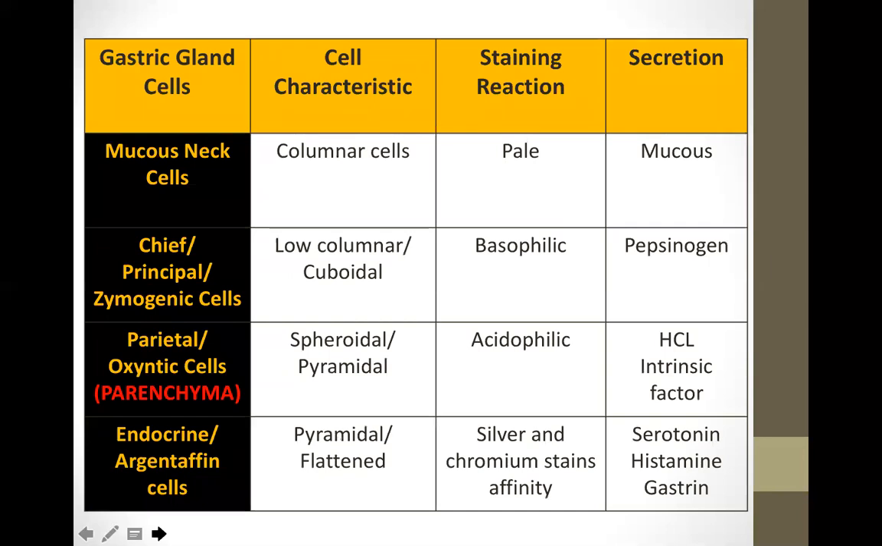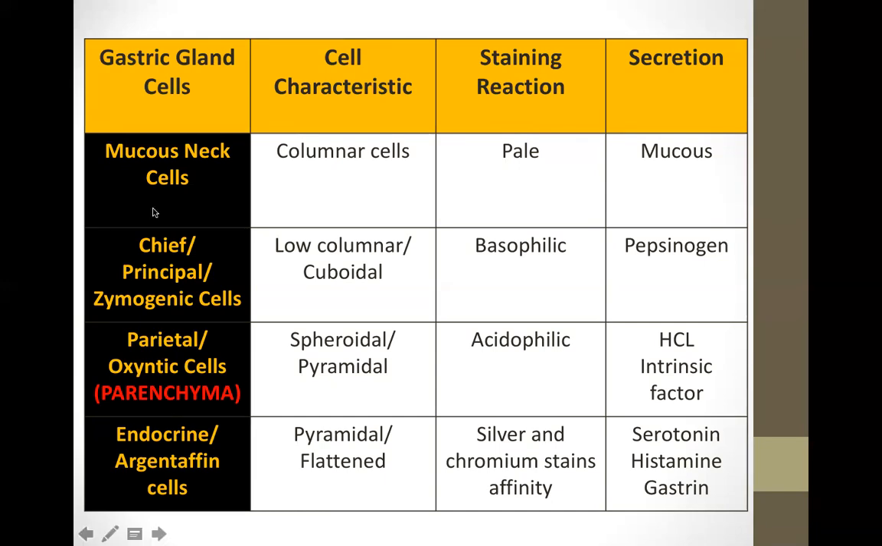Okay, I made this table for you to study it more easily. Now, these are your gastric gland cells. You have the mucous neck cells. The other term for chief cells are your principal cells or your zymogenic cells. You have your parietal or oxyntic cells. These are your parenchyma or the characteristic cell. And you have your endocrine or argentaffin cells. Now look, no, pakitandaan, pakilagay ng mark. The parenchyma of your stomach is parietal or oxyntic cells. No, yan nga, nakasulat, parenchyma.